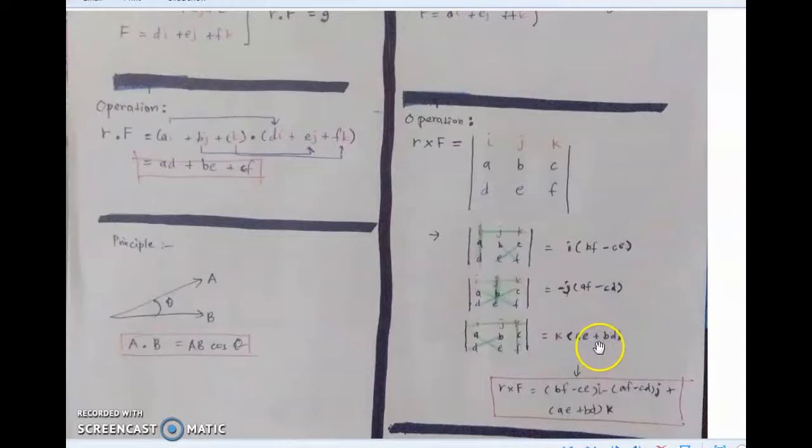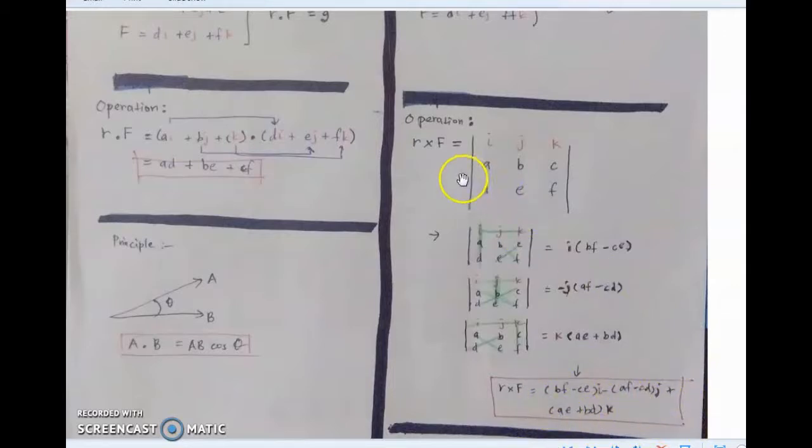Sorry, it is a mistake here. This is actually also a minus. So all the operations are minus. This is not plus. Okay, so correct this one. Okay, in the end, your r cross F will be equal to this: the component of i minus the component of j plus the component of k. So this is in the form of a Cartesian vector.